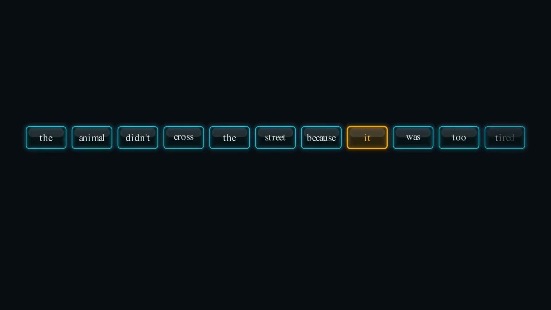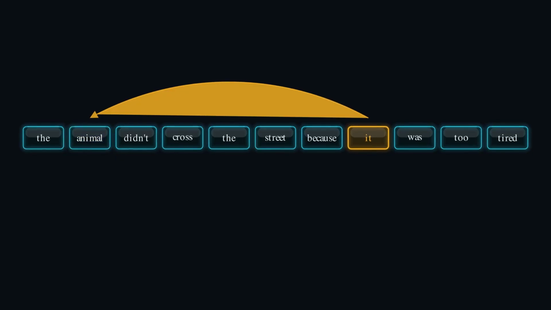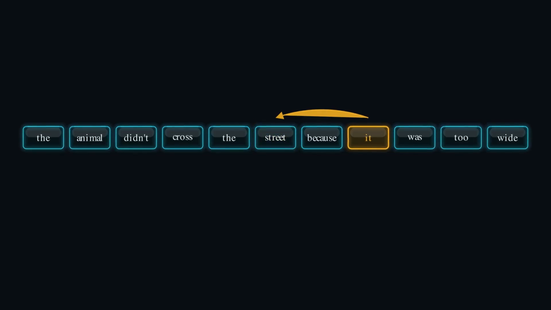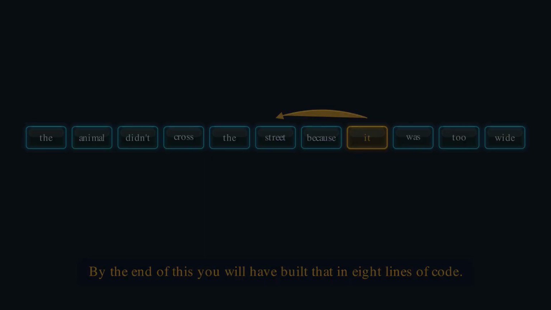How does an AI know what the word it is pointing at? One number, computed for every pair of words. Change one word at the end, tired becomes wide, and the same pronoun now points somewhere else entirely. Nothing else in the sentence moved. By the end of this, you will have built that in 8 lines of code.